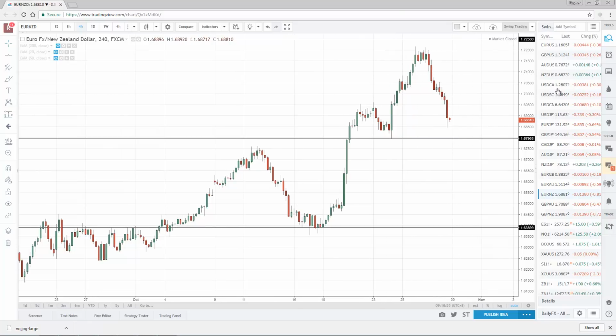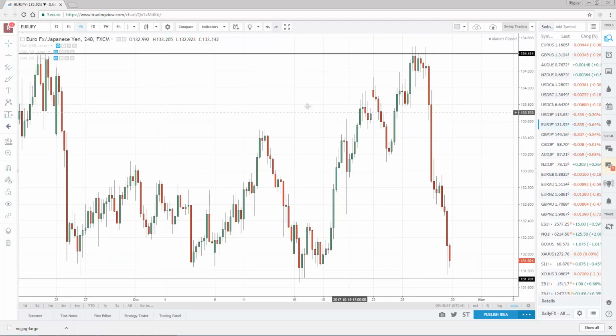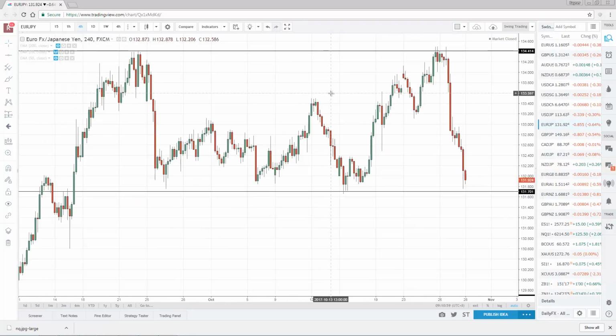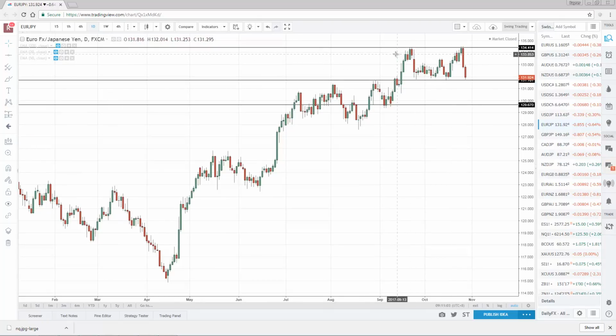And just one last one, a quick one. I think Euro Yen is having something similar, but the magnitude of the sell down is much larger. So Euro Yen, you can see that on the daily, it's somewhat in the range between the 134 and the 132 level. So this is the range here. And over the last couple of days, you have a very strong sell-off.